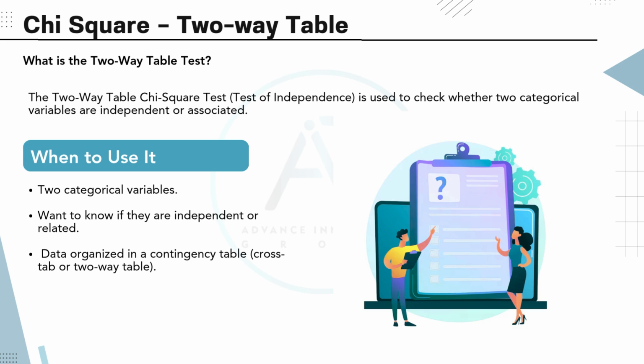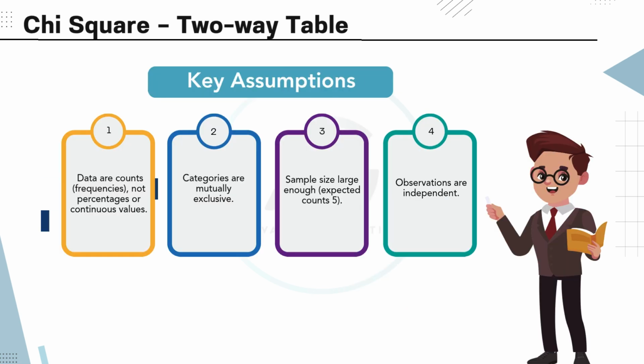Remember, while the data is numeric, it reflects counts in categories, not continuous measurements. So even though it may look like continuous data, the underlying structure is categorical. This slide highlights the key assumptions we must meet before using a chi-square two-way table test, which is used to test the independence between two categorical variables. Let's walk through each assumption.